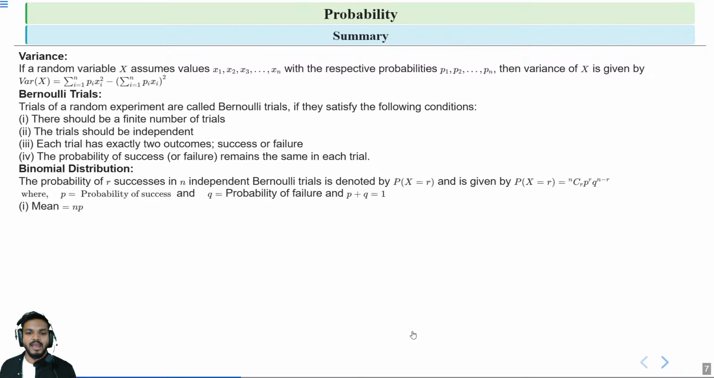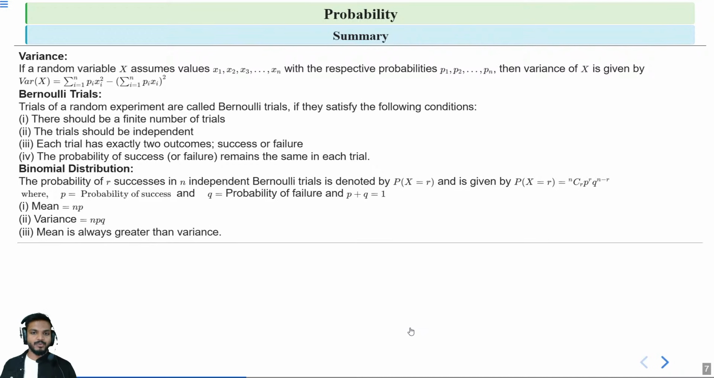And if we calculate the mean for this random variable x, that is n into p, and variance is n into p into q. An important thing: mean is always greater than variance.